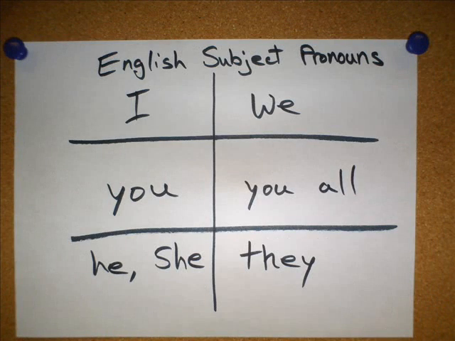Now, in order to conjugate verbs, we need to have the subject pronouns. These are they in English. I, first person singular, you, second person singular, he or she, or in many cases it, third person singular, we, first person plural, you all, second person plural, they, third person plural.